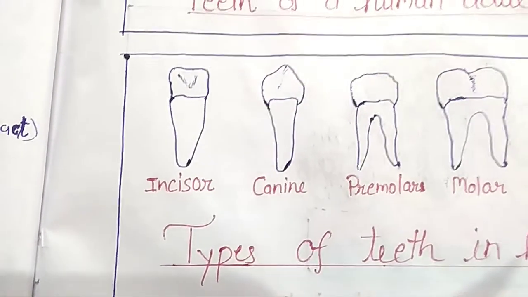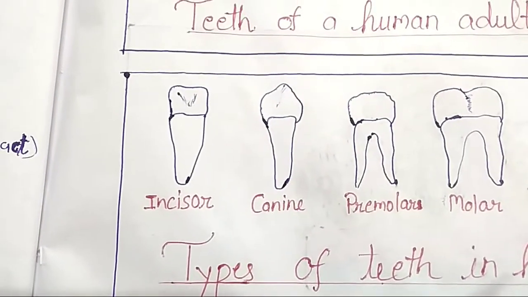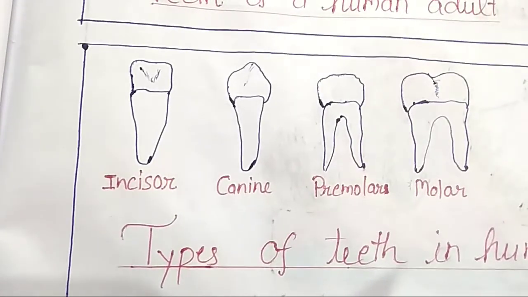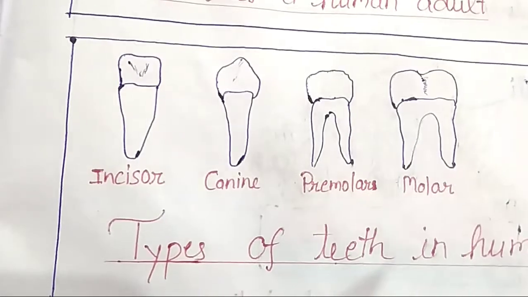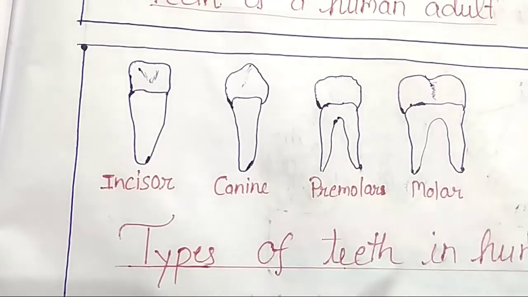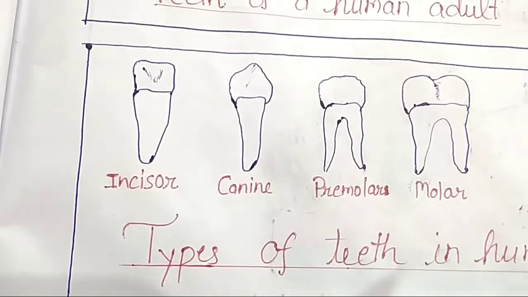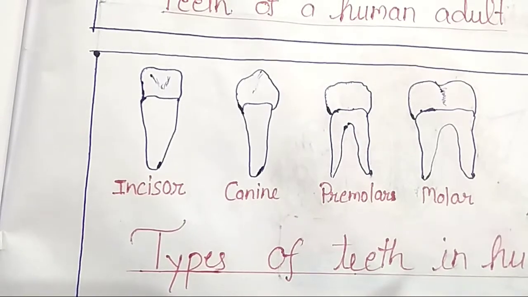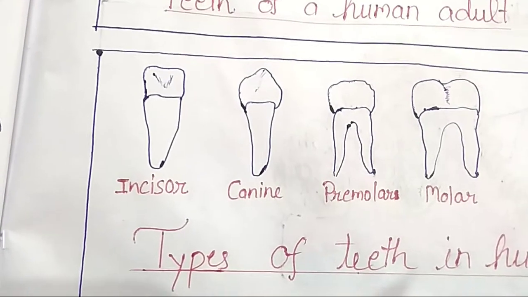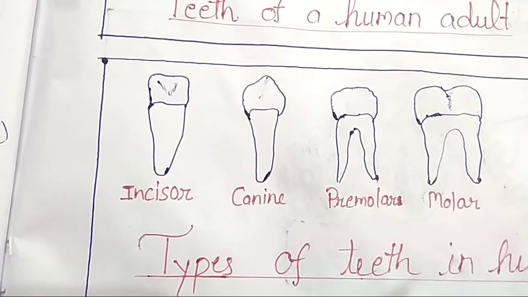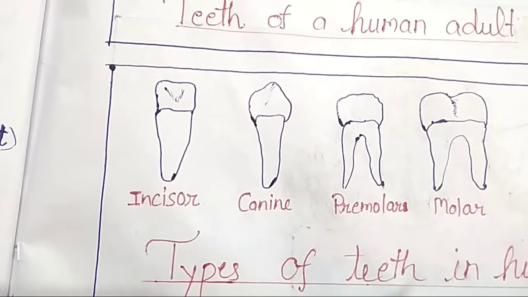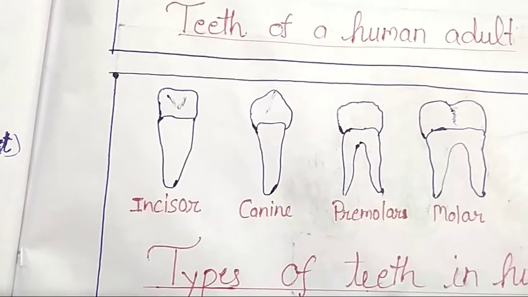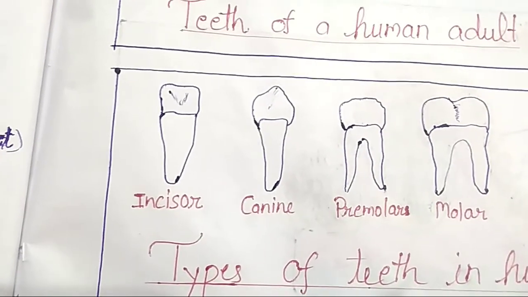When a child becomes about 6 months old, milk teeth appear and remain up to 5 years. After 5 years, the roots of the milk teeth gradually loosen and the teeth start falling off one by one, and they are replaced by larger permanent teeth, which are 32 in number. But in childhood, milk teeth are 20.